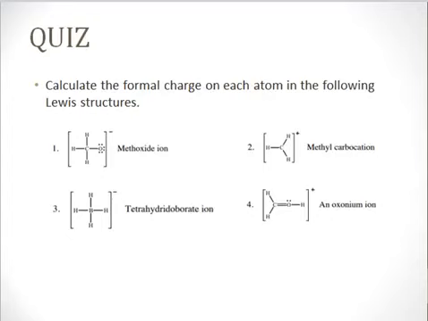Here's a quiz for you. There are 4 different polyatomic ions, and you have to calculate the formal charge for each of these: methoxide, this methyl carbocation, tetrahydroborate, and an oxonium ion. So 2 are positive and 2 are negative. These charges are written in square brackets because we don't know which atom has a charge. So you have to tell which of these atoms has the positive charge or the negative charge.